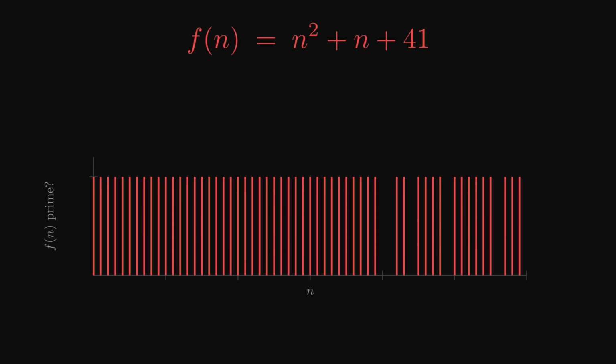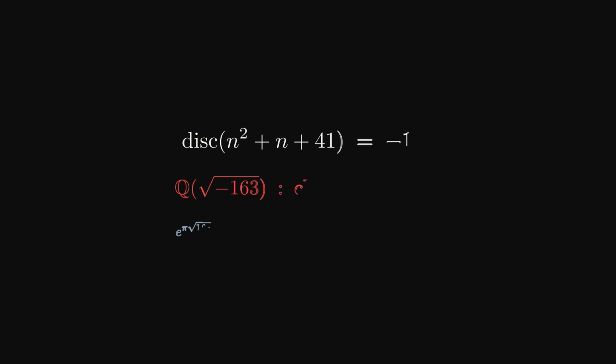Euler's polynomial is connected to the imaginary quadratic field Q of square root of minus 163, the largest of 9 special imaginary quadratic fields with unique factorization. The discriminant of Euler's polynomial is minus 163, the same 163 that makes e to the pi times square root of 163 nearly an integer. This is one of the deep coincidences.